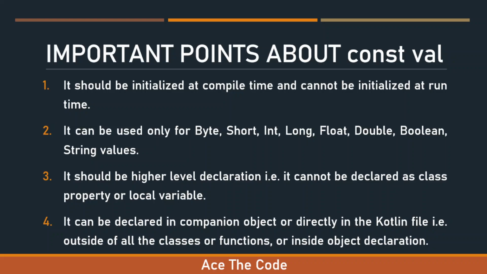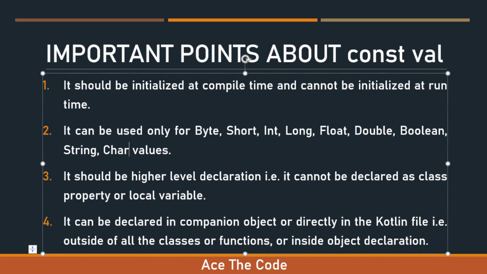Second important point, const val is applicable only for byte, short, int, long, float, double, boolean, string, and char data types. It is applicable for only byte, short, int, long, float, double, boolean, string, and char data types. We cannot declare object of type const val. We cannot declare array of type const val.